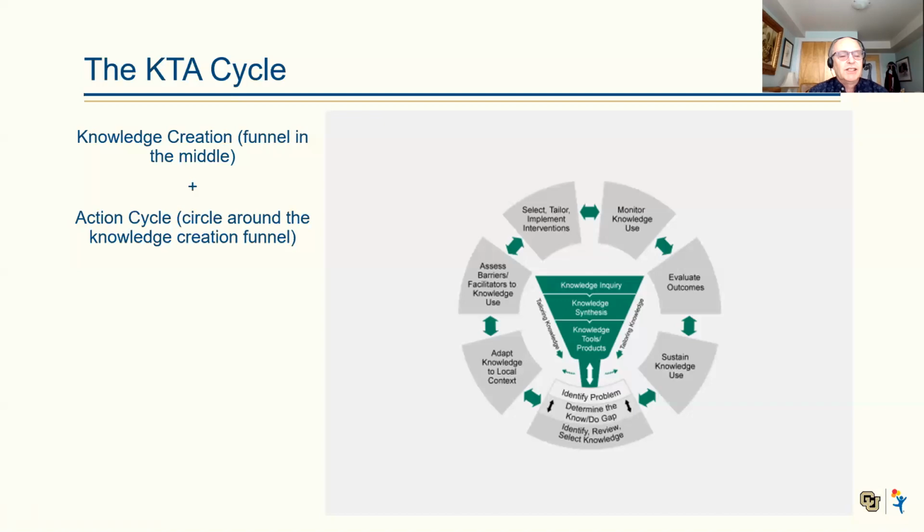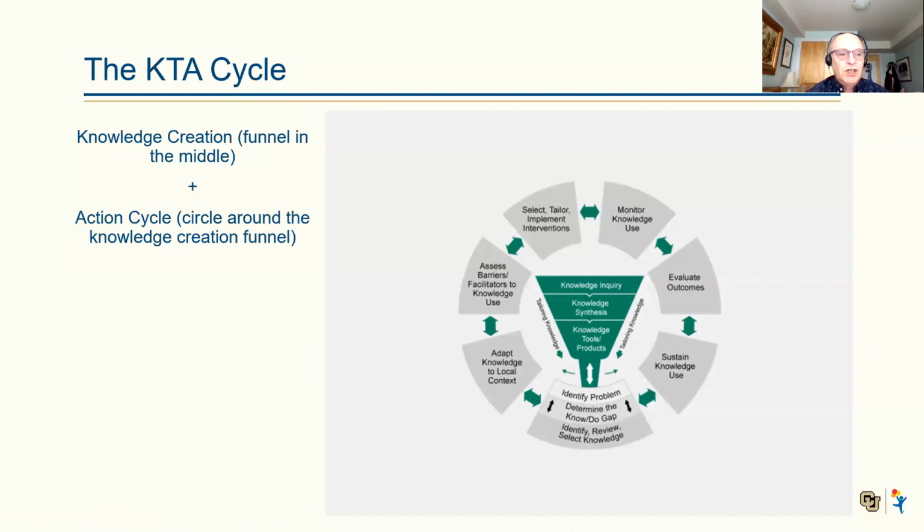So as you can see in terms of the figure, there's 2 components. There's the action cycle, which is around the outside, and that was derived from 30 of those planned action models or frameworks. And I mentioned there were 31. One of them we couldn't make sense of. So the analysis was actually based on 30. And if I can draw your attention to the bottom, you see identify the problem, and then identify, review, and select the knowledge. And in between the two is define the know-do gap.